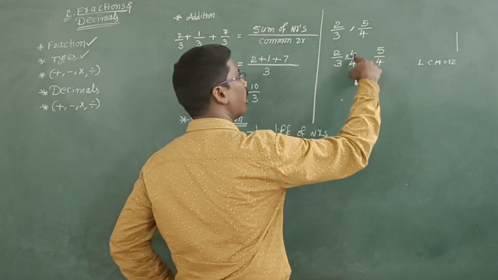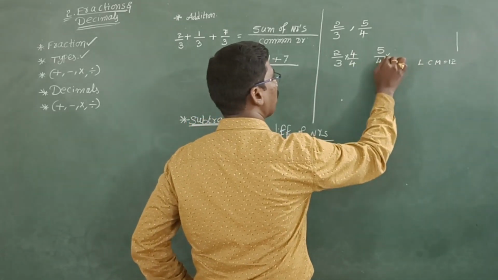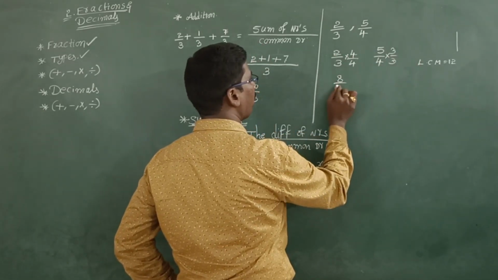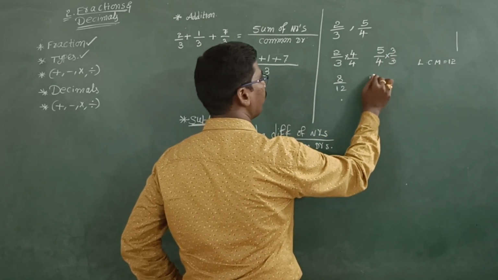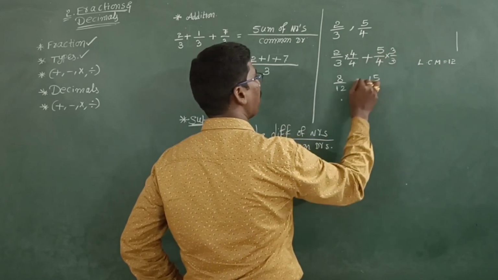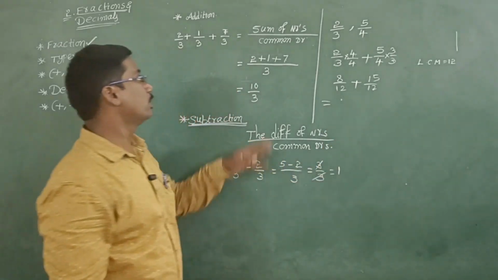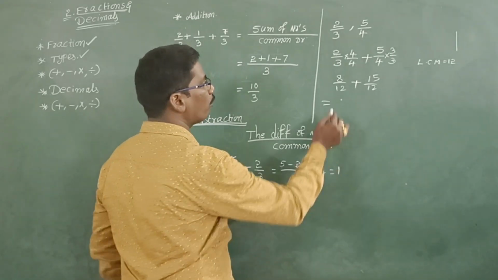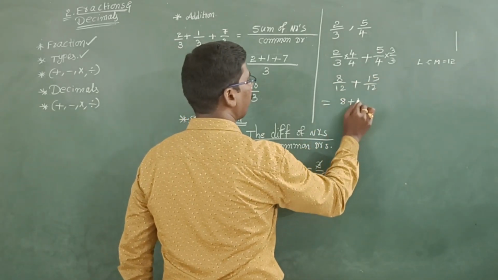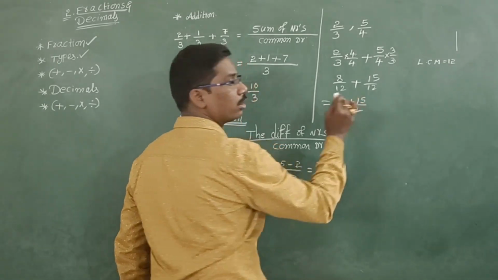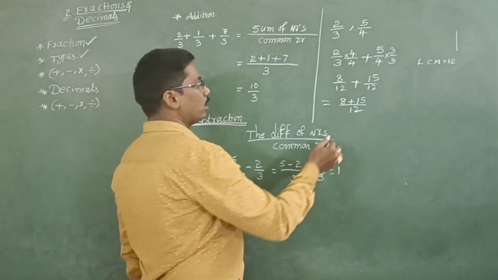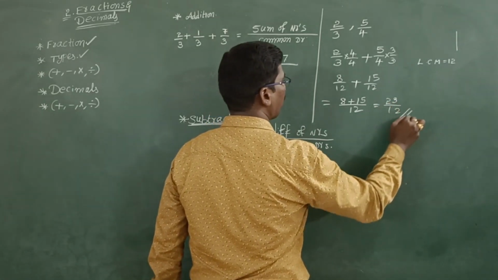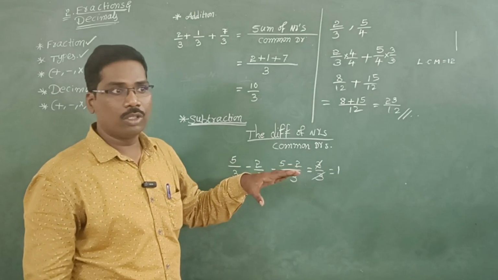3 fours are 12, so multiply and divide by 4. 4 threes are 12, so multiply and divide by 3. Now 2 fours are 8 by 12, 5 threes are 15 by 12. Now add. Already we have studied how to add like fractions. The sum of the numerators, so 8 plus 15 by the common denominator. 8 plus 15 is 23. 23 by 12 is the answer. Like this you can do.